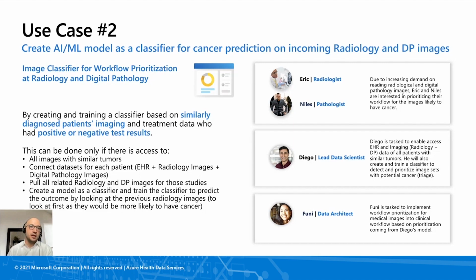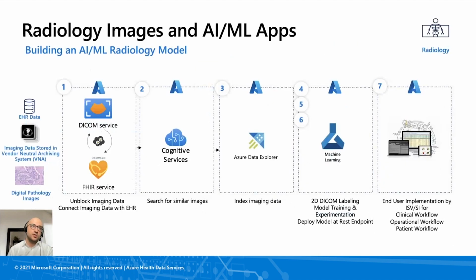So in this case, the way that we are constructing that pipeline, you are connecting your data sources in one repo, in one workspace, which is the Azure Healthcare APIs. You are using a cognitive services tool to find similar studies based on your focus area. And you are using Azure Data Explorer to index the imaging data that returns as a result of your cognitive search.